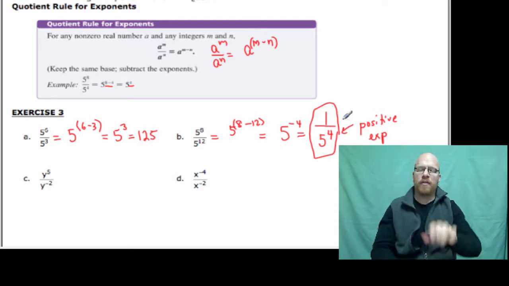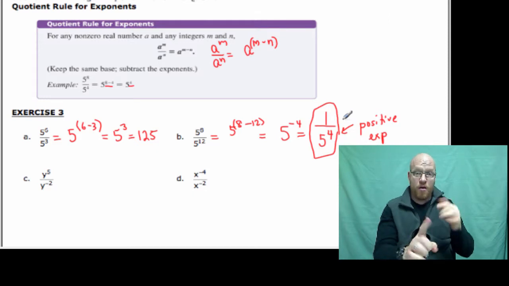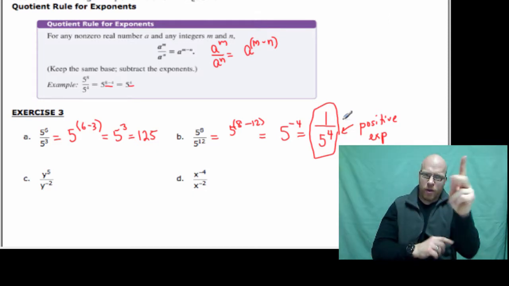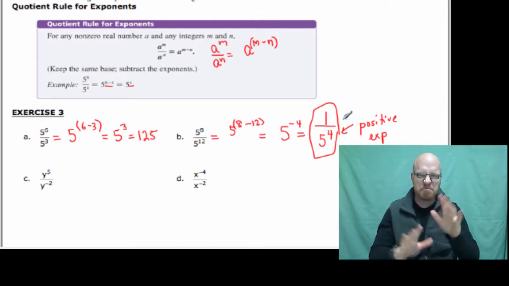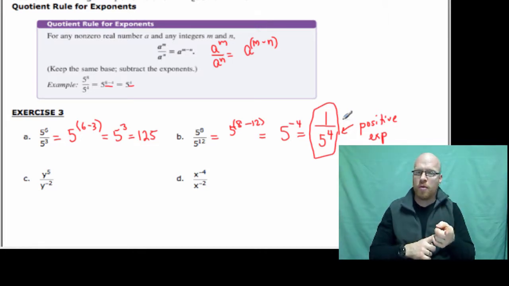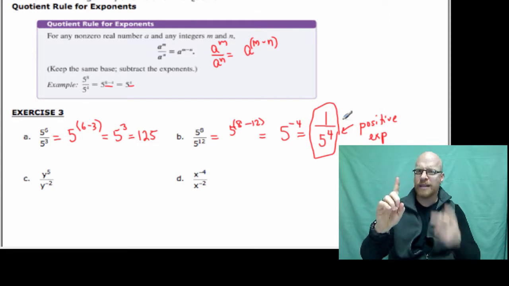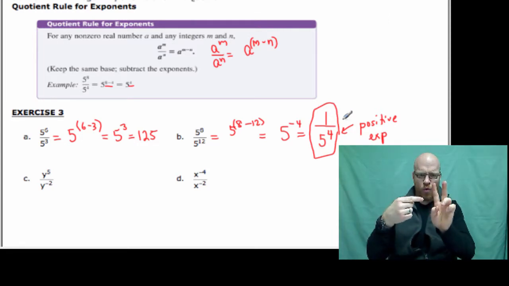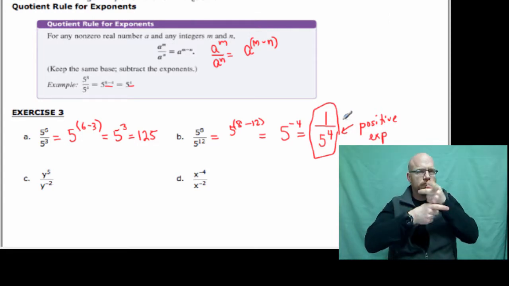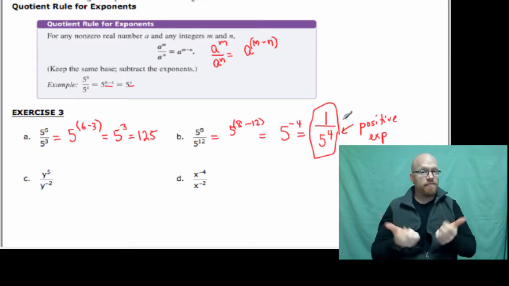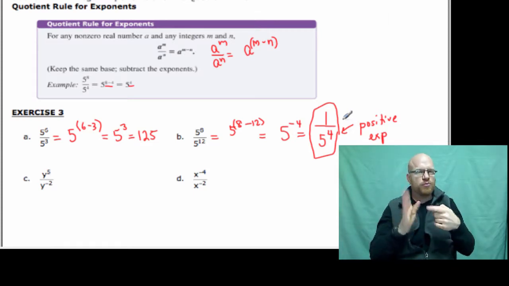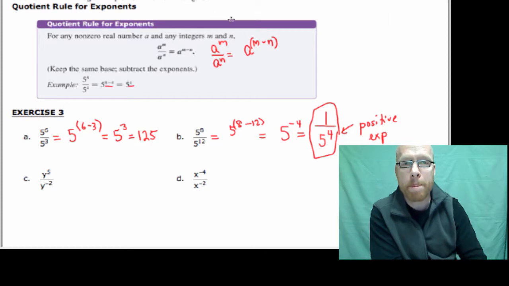If you wanted to go ahead and multiply that, you could. 5 to the 4th power is 625. But for now, we want to show the rule and how the rule works, so this is just fine. Right now, don't be concerned with multiplying everything out. Just apply the rule. Now, C, we have a negative in the denominator. We're going to subtract a negative, so be careful and use parentheses.